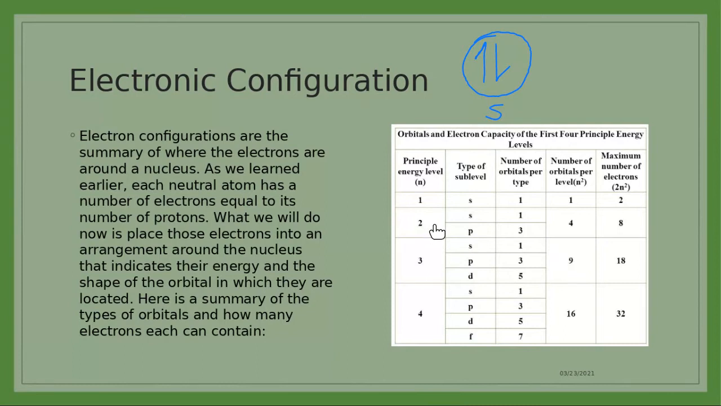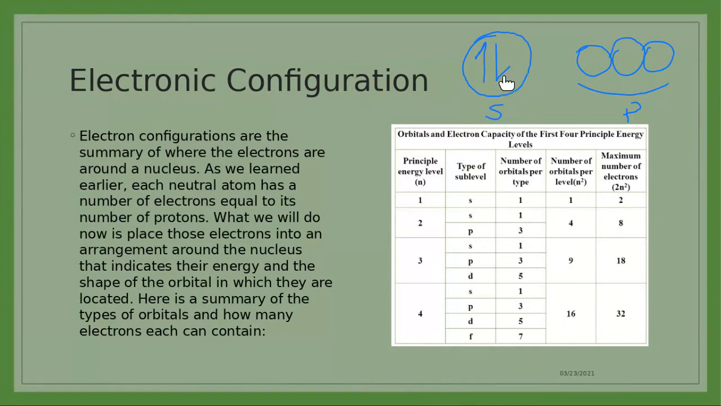For the second principal energy level, the second shell has only 2 types of orbitals. What are they? These are the s orbital and the p orbitals. There is only 1 type of s orbital, but there are 3 types of p orbitals. For example, look here: 1, 2, and 3. These are the p orbitals, and we can write px, py, pz.